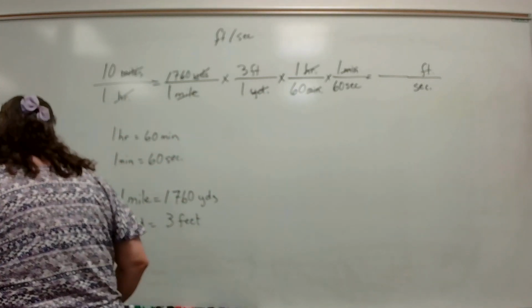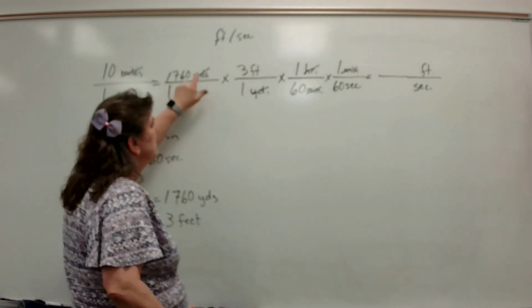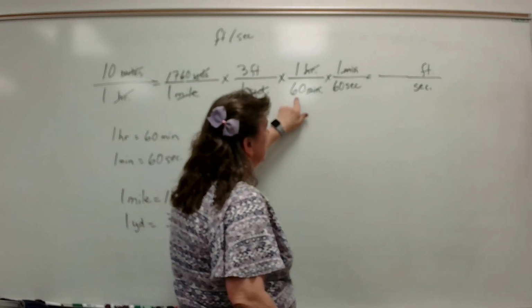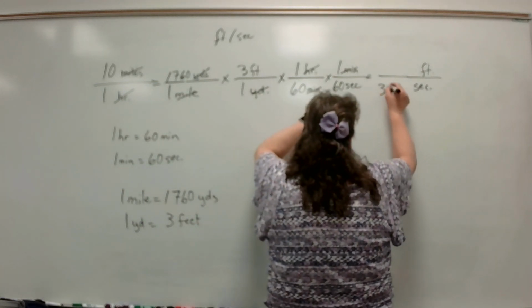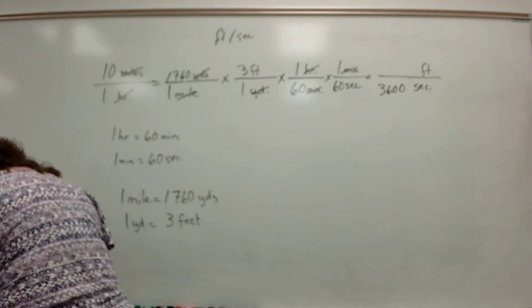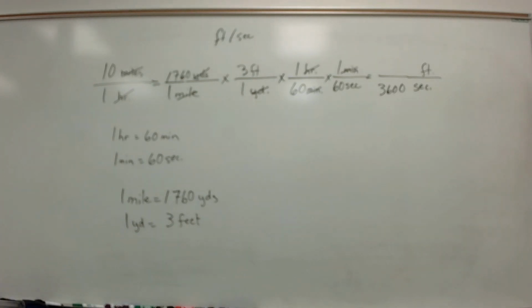So all we have to do to find this out now is multiply this times this times this, and then on the bottom, 60 times 60. Well, this is 3,600. That's an easy multiplication. The other one, let me grab my calculator to do that one.